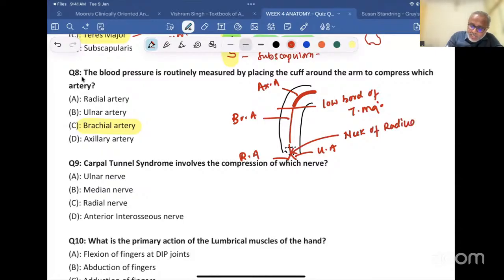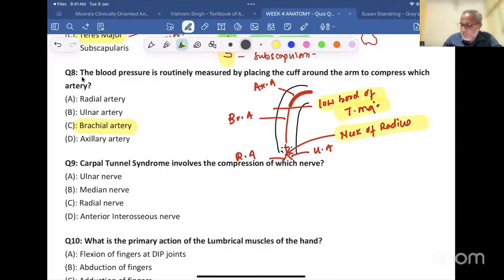Now this extent will be very important for your exam. From where to where the brachial artery extends? It extends from the lower border of teres major to the neck of the radius. This is what we need to remember. Done? Are we clear? So this is the 8th question.